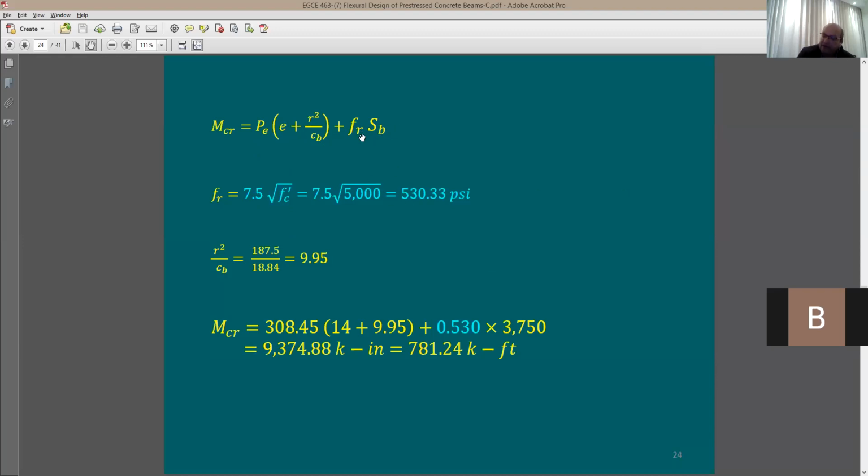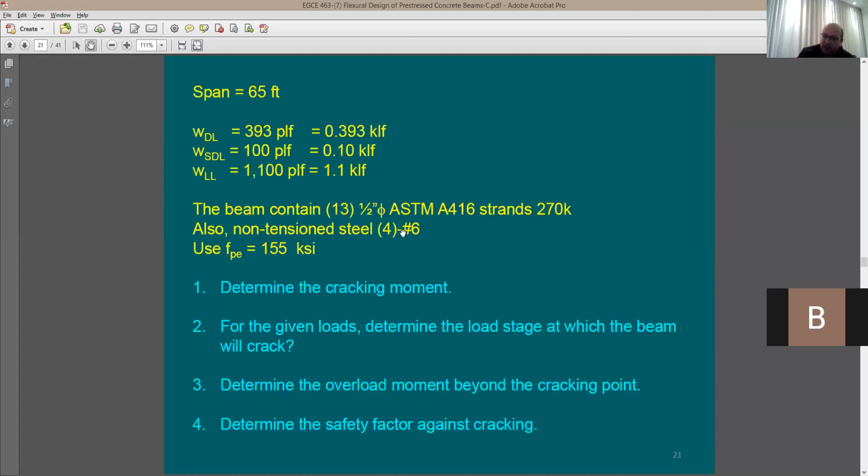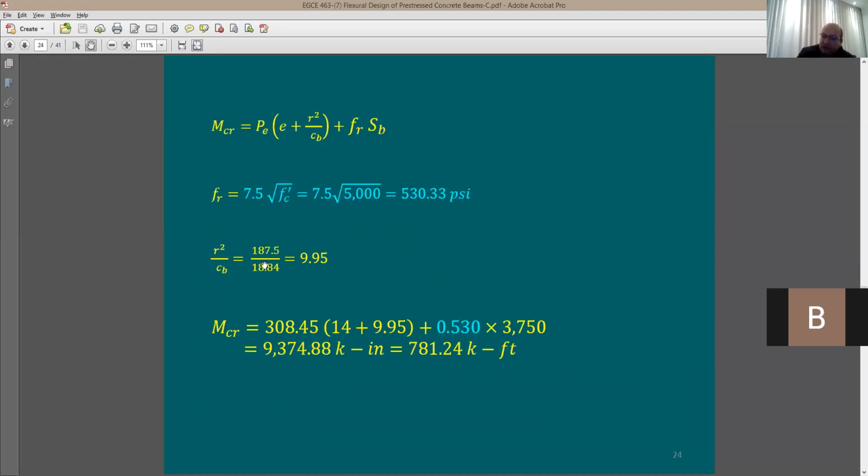So FR or Fcr is going to be 530 psi. r squared divided by CB, all of these factors and the section properties were given in the first slide of this example. Just taking you back here to look at all of these values. So what you can do is find r squared divided by CB, take all of these values, plug them into this equation for the cracking moment, and look at the cracking moment. It turns out to be 781.24 kip-feet.